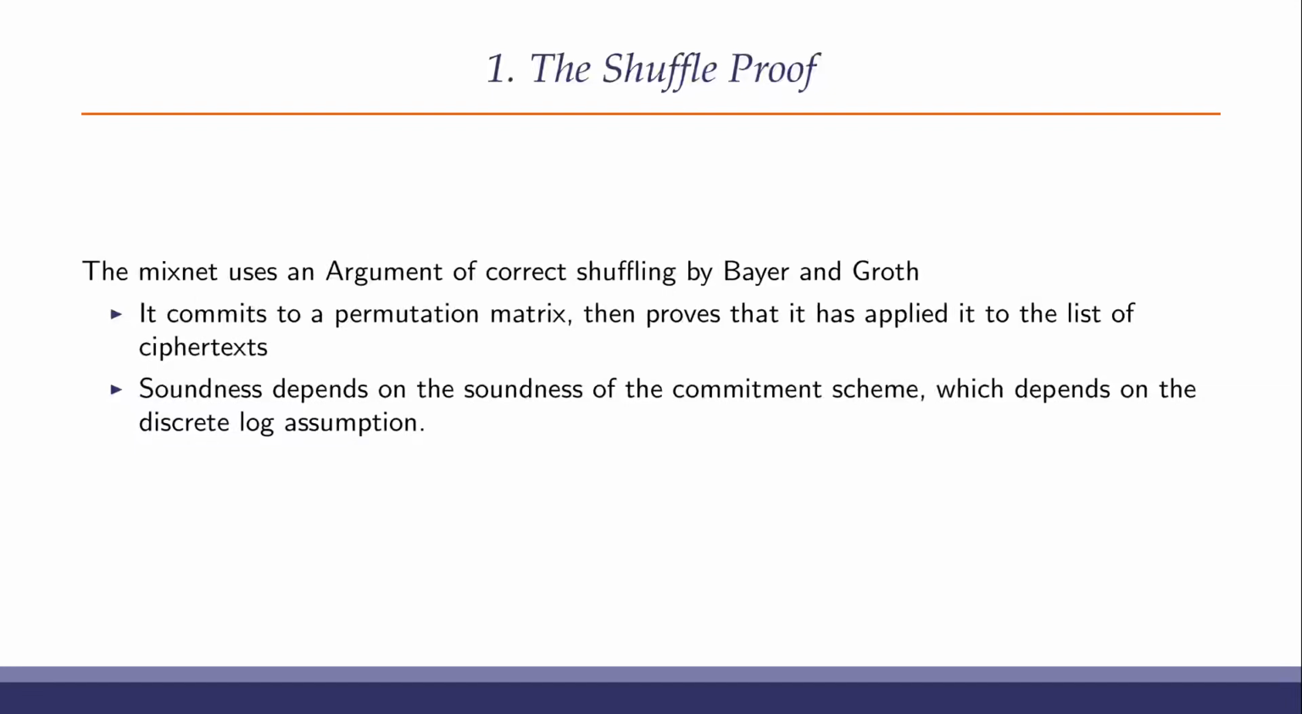The MixNet used an argument of correct shuffling by Bayer and Groth, and the rough idea is it commits to a permutation matrix, proves that it really is a permutation, that is, that it doesn't add or drop or copy any of the votes, and then it proves that it has applied that permutation to the list of ciphertext that it got in order to produce the list of ciphertext that it outputs. Soundness depends on the soundness of the commitment scheme that's used to commit to the permutation matrix, which in this case depends on the discrete log assumption.